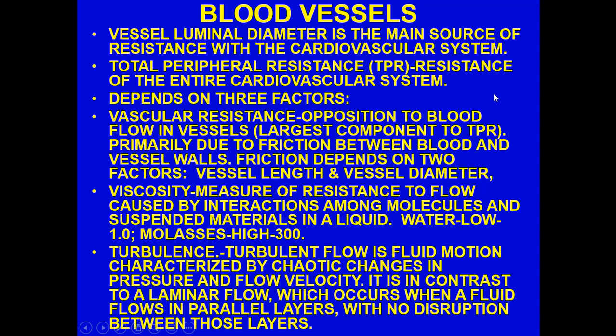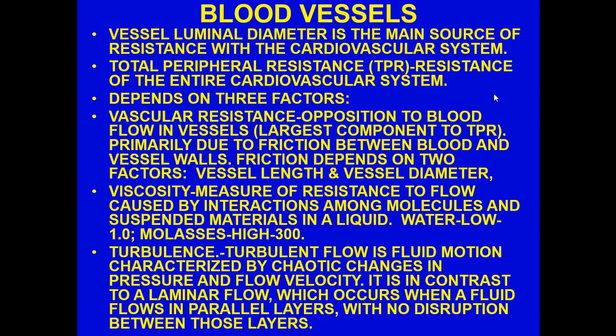When I talk about vessel luminal diameter, that's one of the main sources of resistance within the cardiovascular system. We have TPR, total peripheral resistance. This is the resistance of the entire cardiovascular system, but this depends on three factors: vascular resistance, viscosity, and turbulence. I basically have hit just about all of them when I was talking about the last slide, but let me bring this into more detail here. Vascular resistance. This is the opposition to blood flow in vessels. This makes up the largest component of TPR.